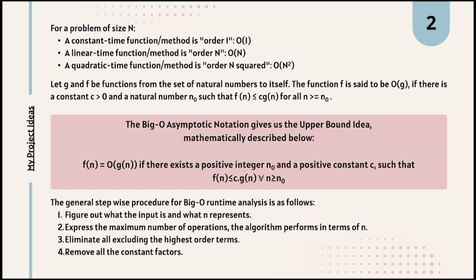Then we express the maximum number of operations the algorithm performs in terms of n, because we are finding out the upper bound. Then we will eliminate all terms excluding the higher order terms. This also I showed you in the last lecture slide. If the time complexity is represented as suppose n cube plus n square plus 1000, you eradicate all the lower order terms and you take the higher order term, that is the time complexity will be big O of n cube. Then you remove all the constant factors as well. This is how you mathematically write for a big O notation.